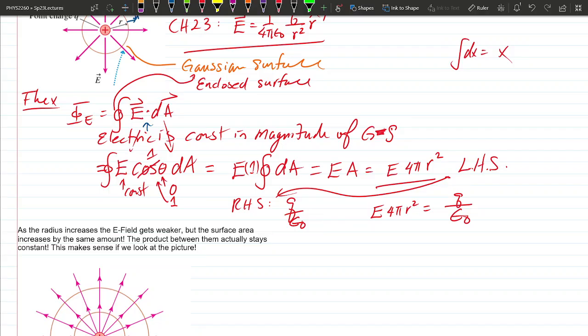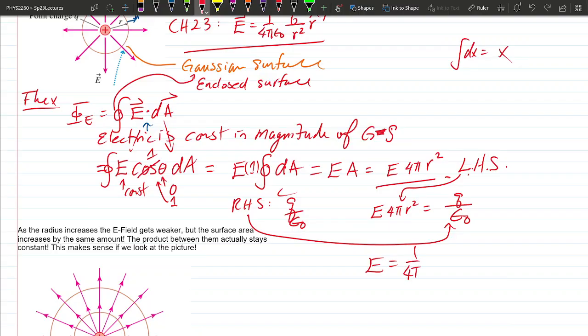I'm not going to do that yet. Unfortunately, of course, I put the left-hand side on the right-hand side like this. Hopefully that makes sense. Okay, solving this equation for E is just 1 over 4 pi epsilon naught times Q divided by r squared.